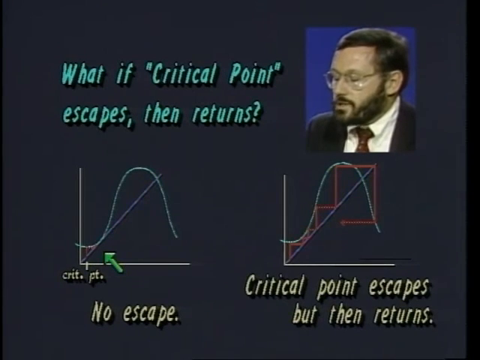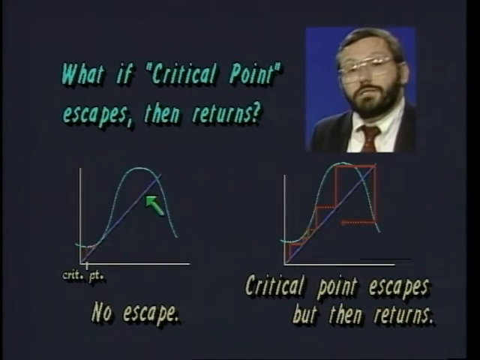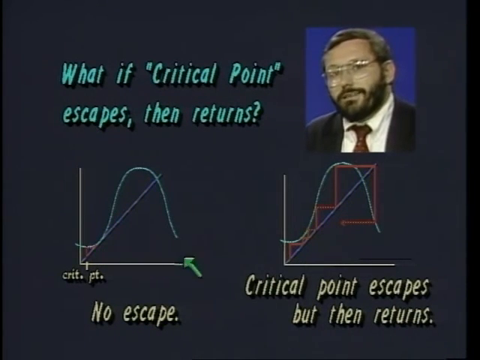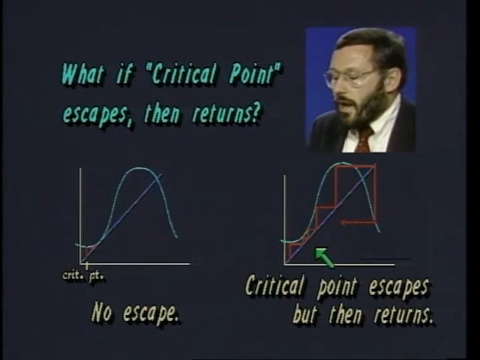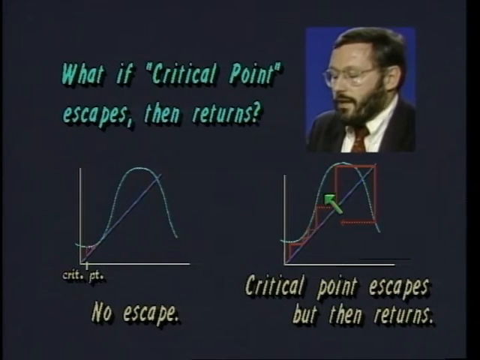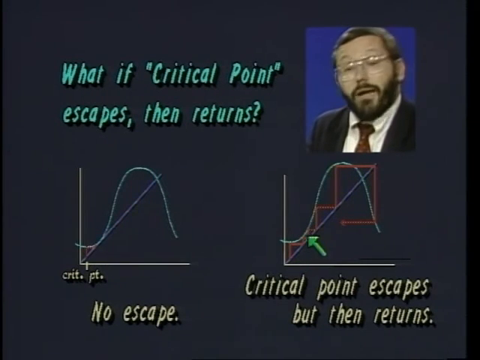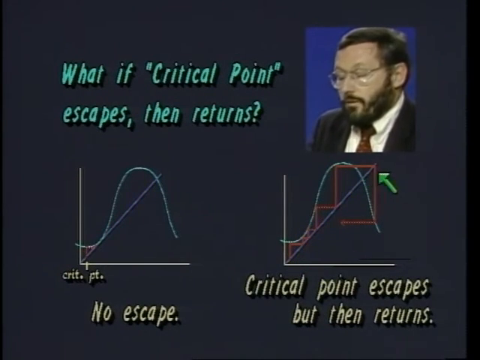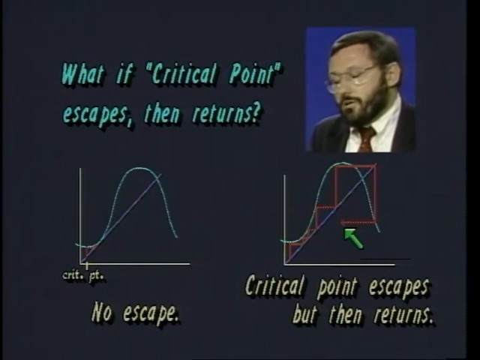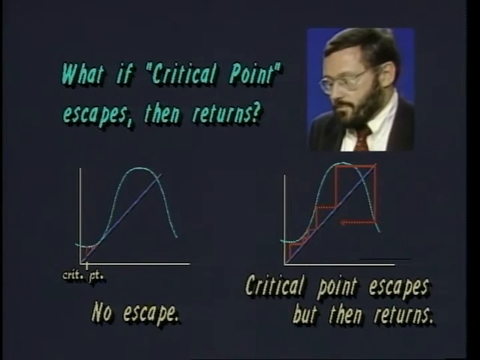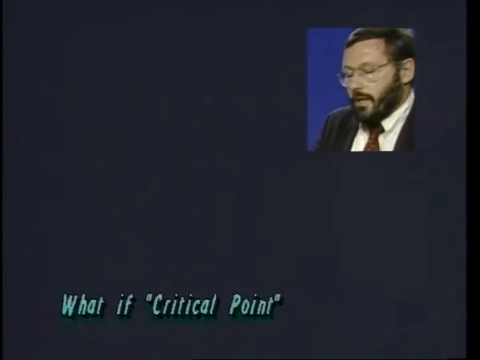When our graph looks like this, the critical orbit does not escape. However, if we raise the graph just a little bit, if we change parameters so that the graph lifts off the diagonal, then we see that the critical point can apparently escape, but then return. So the next situation we'd like to study is what happens if this critical point apparently escapes, but then comes back. It turns out that lots of different dynamical phenomena can occur.